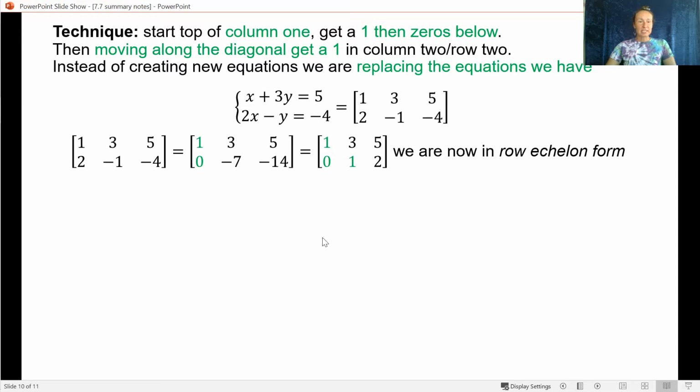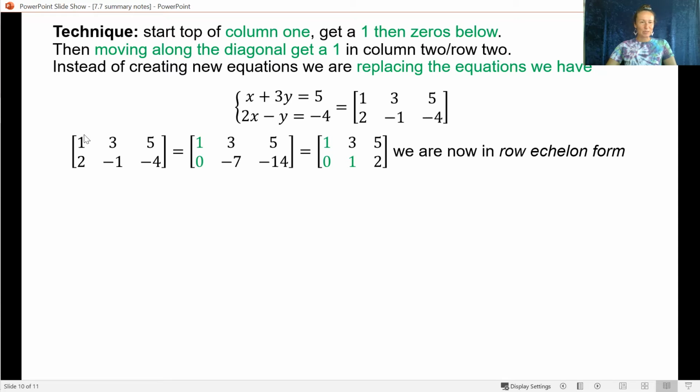So here's our first step. We already have a 1 in the first row, first column in that corner. So that's good. What we need to do is turn the number below it into a 0. In order to do that, we just multiply our first row by -2 and add it to our second row.